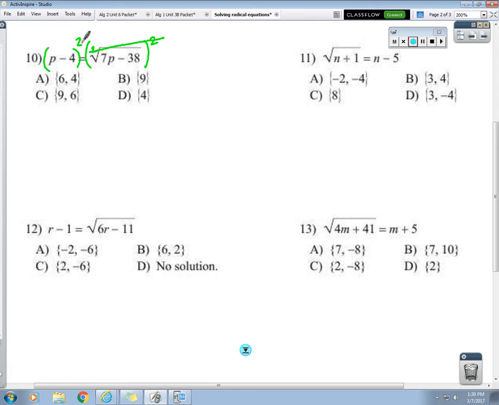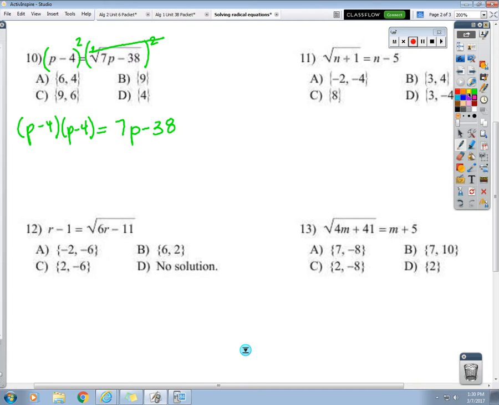So doesn't (p minus 4) squared literally mean (p minus 4) times (p minus 4)? And then on this side, the square root was canceled out when we squared it, so we have 7p minus 38. Now what do we do on this side? Right, FOIL, or some people just call it distribute. p times p is p squared. p times negative 4 is negative 4p. Then you have to distribute this negative 4 to both terms. Negative 4 times p is negative 4p, and negative 4 times negative 4 is positive 16.